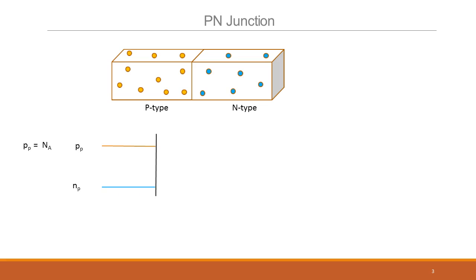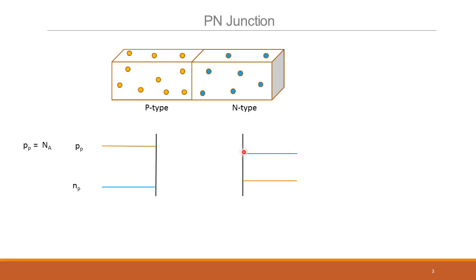In the same way, the number of free holes, which we'll call Pp, is approximately Na, the doping concentration of the dopant, right? And Np will represent the number of free electrons, N for electrons, in the p-type semiconductor. The subscript tells me what type of semiconductor it started with. So Np is the number of free electrons in the p-type semiconductor. Pp is the number of holes in the p-type semiconductor. Right? And Pp is Na, and you can calculate Np by the mass action law.